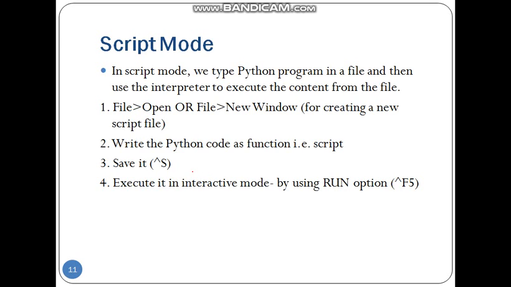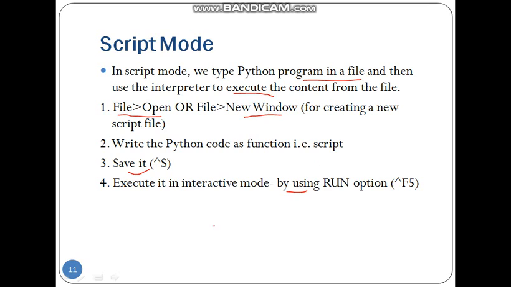Now let's see the script mode. The script mode is used to write programs in files, and then after saving, you can execute those programs. That is the purpose of script mode. To open a file, from the file option in the interactive mode you can select open, or you can create a new file also. After writing the program, that means a script, you need to save the file, and after that you can run the program using F5. I will show you how to do that.